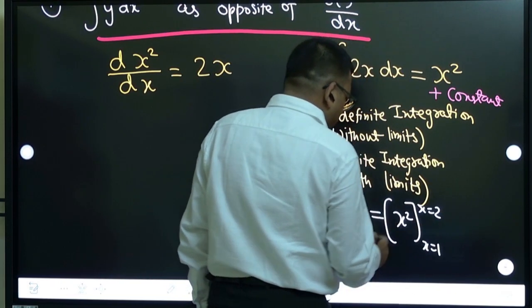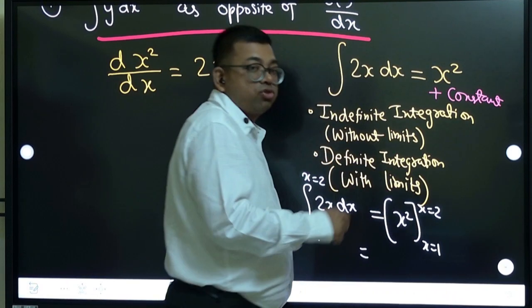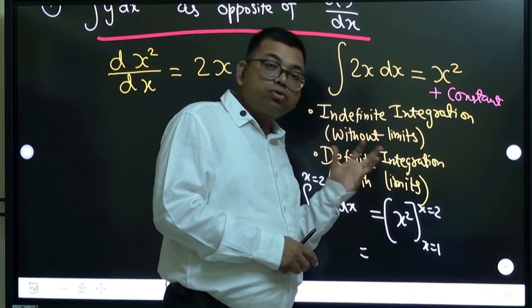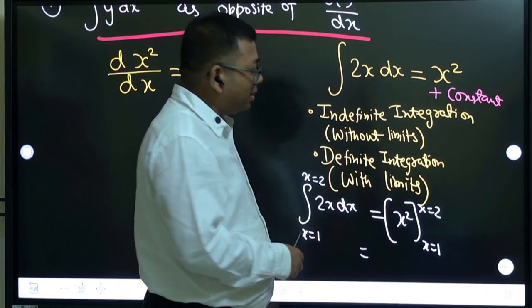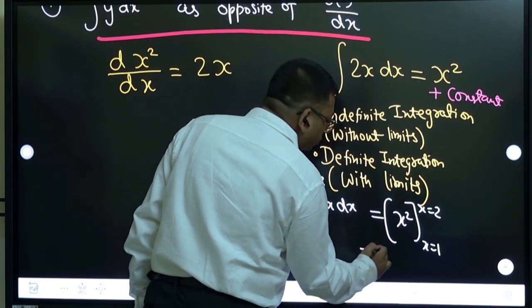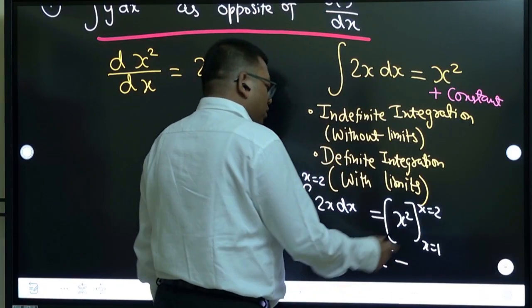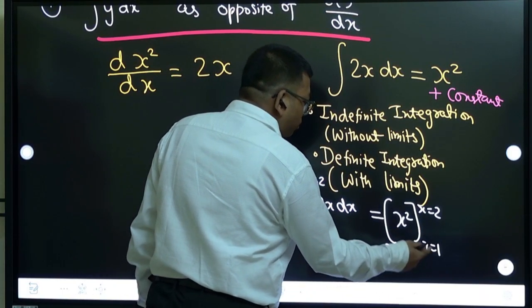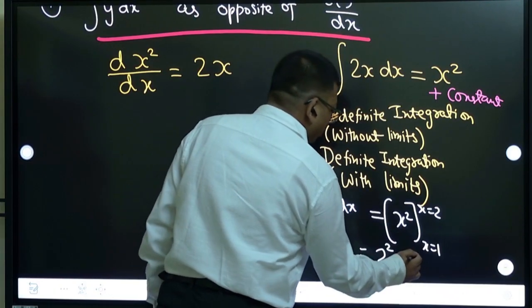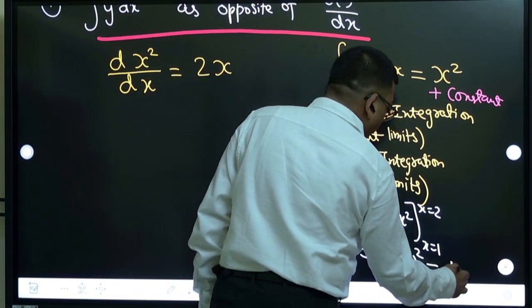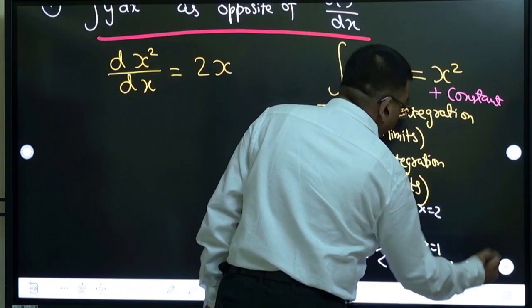Now we will substitute the upper limit first. In this you substitute the upper limit, the upper value of x. So x equal to 2, you substitute, so 2 square, minus, then the lower limit of x, 1, so 1 square. So you get 4 minus 1, which is equal to 3. So this is what it is.